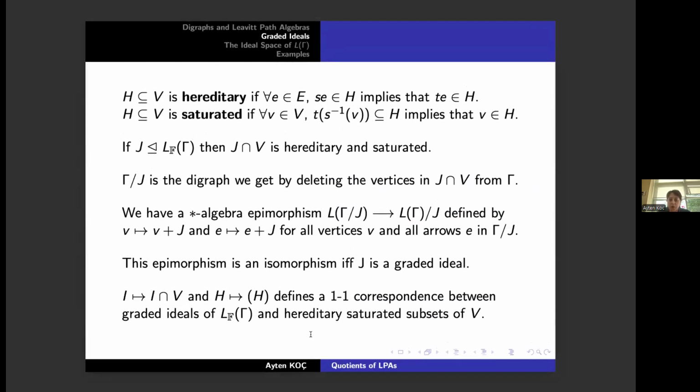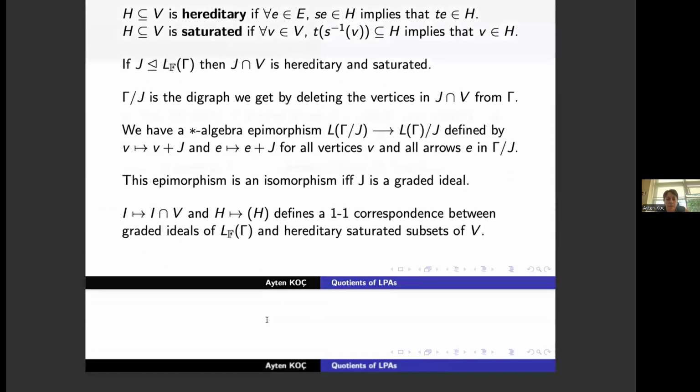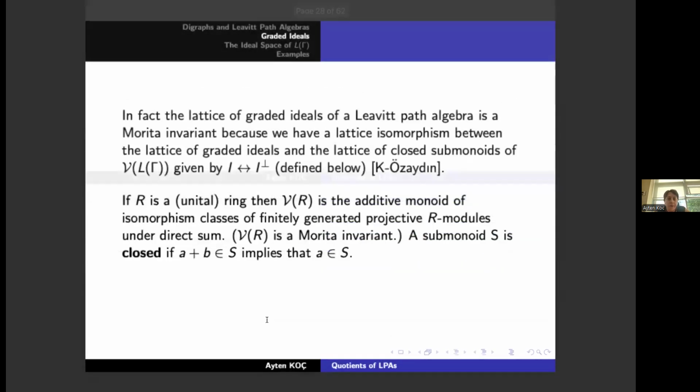And so we have a one-to-one correspondence between graded ideals of the Leavitt path algebra and hereditary saturated subsets of V, given by sending an ideal I to I intersection V, and sending any hereditary saturated subset H to the ideal generated by this subset H. Let's skip.